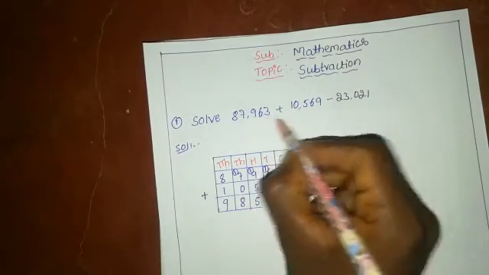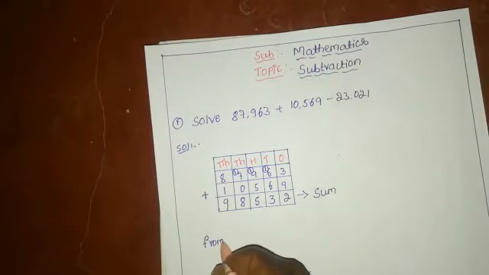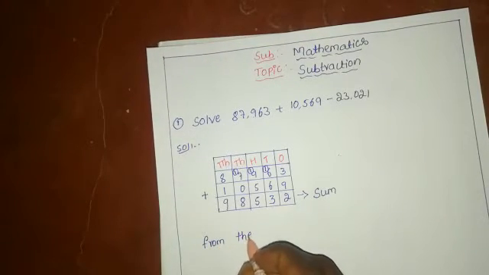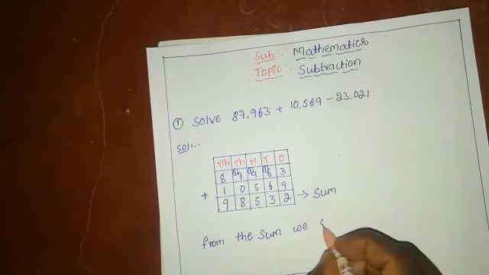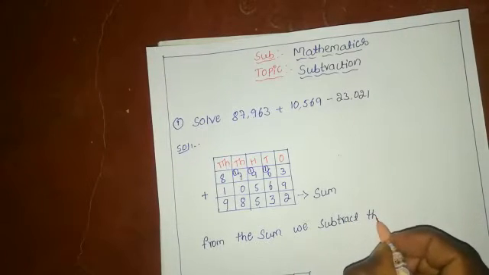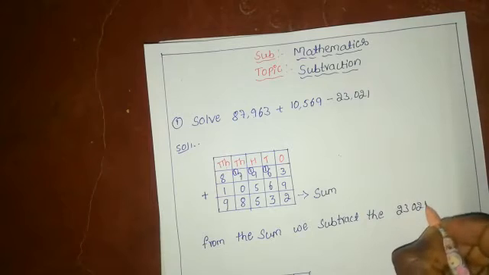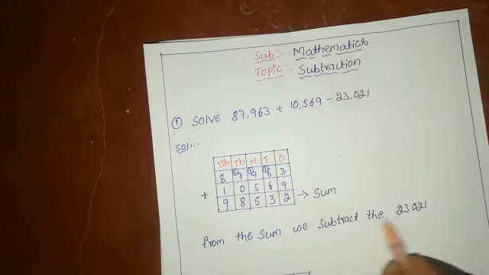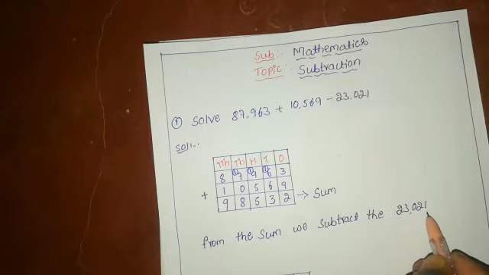We have added these two and we get the sum. Now from the sum we subtract 23,021. From the sum we have to subtract 23,021. Then we get the answer.